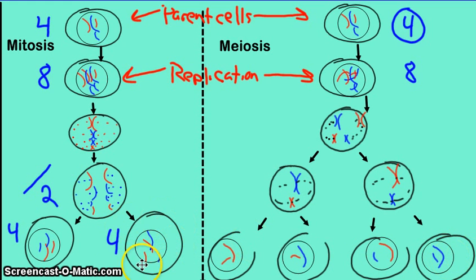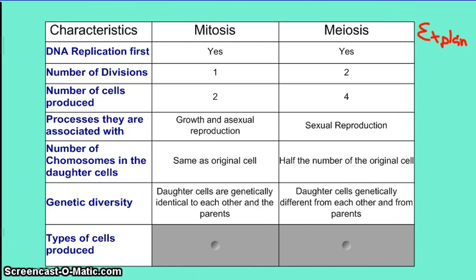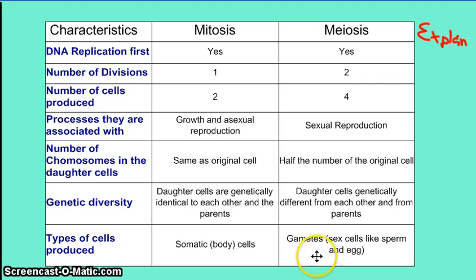This is the only possibility after mitosis. Start with long blue, long red, short blue, end with long blue, long red, short blue. And then types of cells produced. We call the cells that are produced by mitosis somatic cells, or cells of the body, and we call the cells that are produced by meiosis gametes, or sex cells, like sperm and egg.